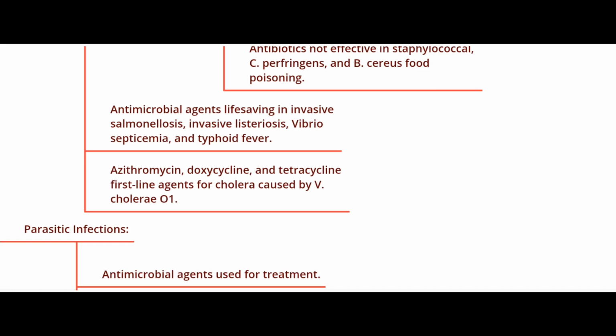The most common antibiotics for the diseases that we talked about are fluoroquinolones, macrolides, and lately, with emerging resistance, third generation cephalosporins. For Vibrio cholerae O1, the first line agent is azithromycin, doxycycline, or tetracycline.